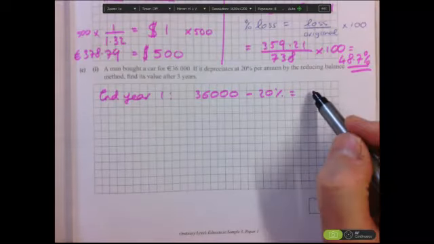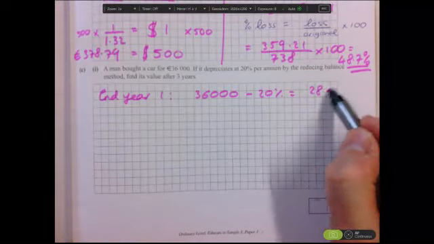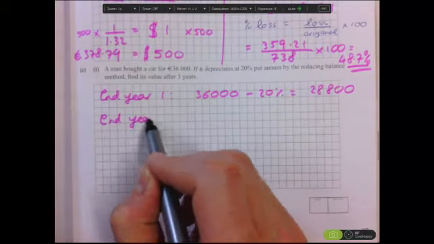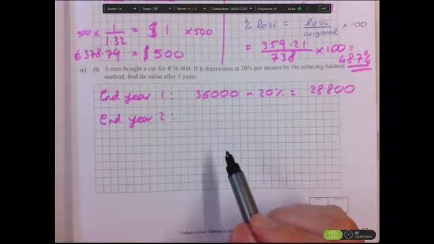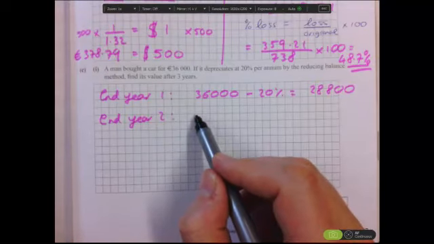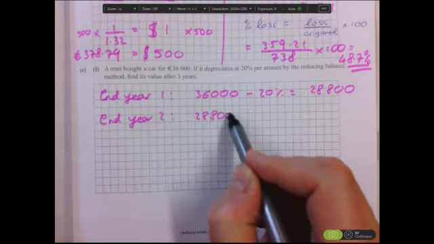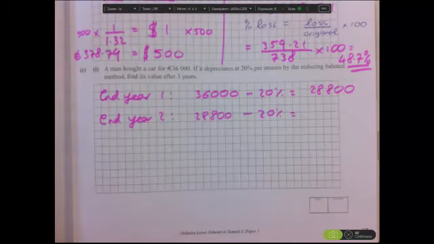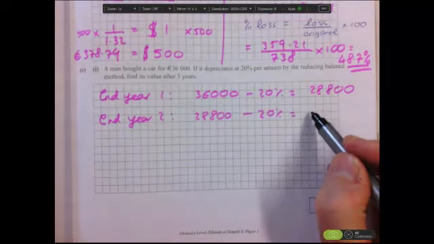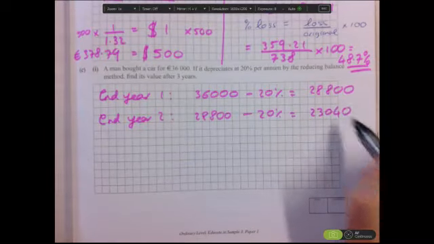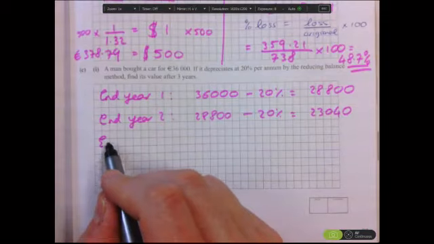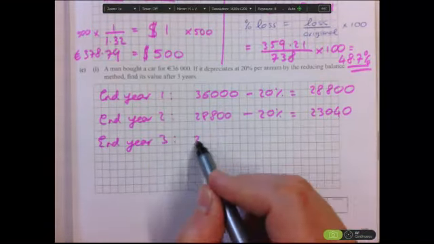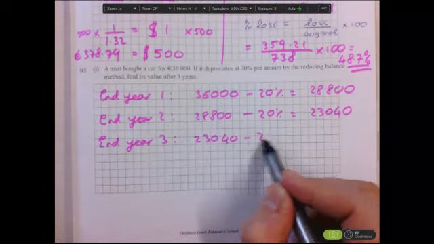So the value of the car at the end of year 1 will be 28,800. That gets carried forward obviously into year 2, and at the beginning of year 2 it's worth 28,800, but he loses 20% of its value. So the car is now worth 23,040. And then on into year 3, this figure gets carried forward, so 23,040, he loses another 20%.